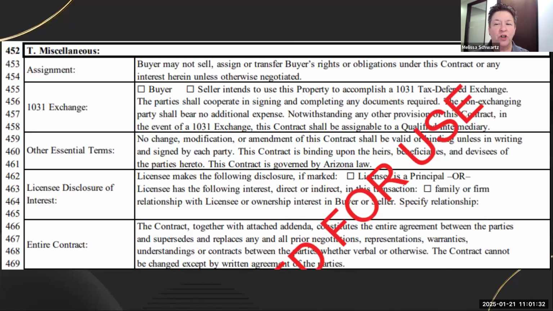Assignment: you may not assign or transfer unless it is otherwise negotiated. It is very clear there's a not in there. That should be big and bold, NOT. 1031 exchange is there. No modifications. If you're a principal or you have interest, direct or indirect, in this transaction, they've actually got a box for that so it isn't missed, right? Say that the buyer's agent is related to the buyer or the seller's agent is related. So licensee disclosure there. This is the entire contract with the attached addendum.